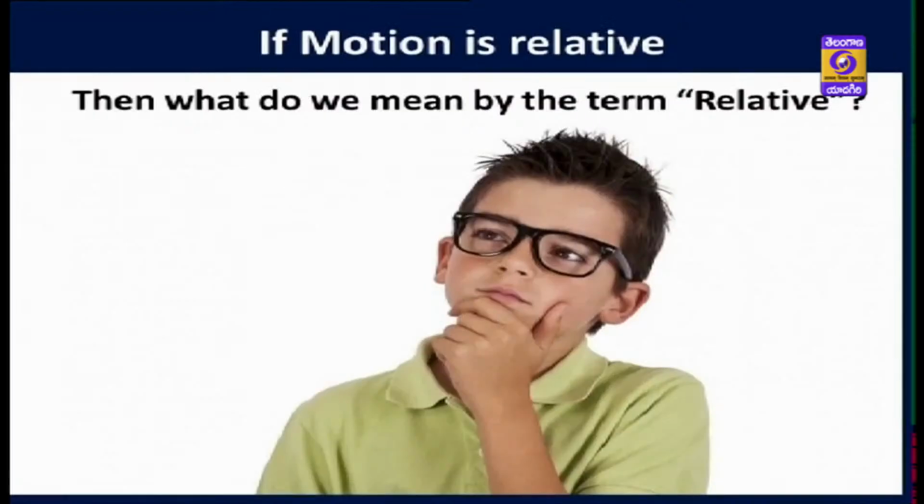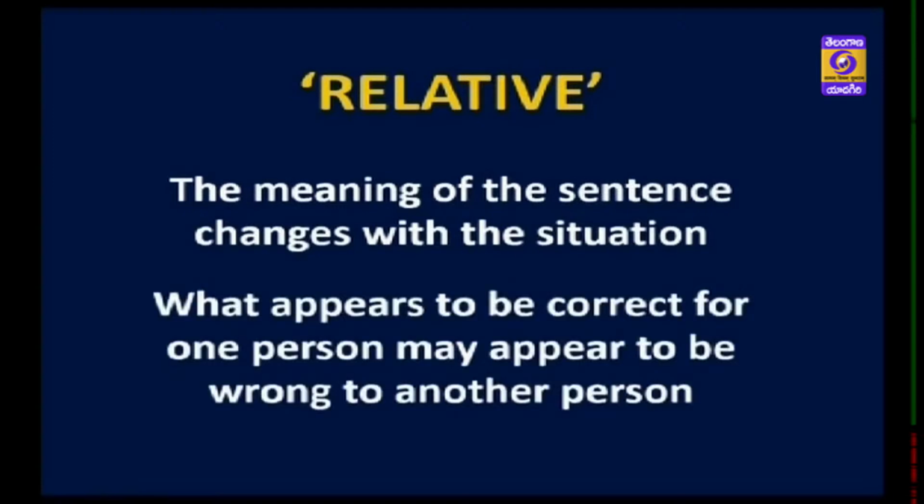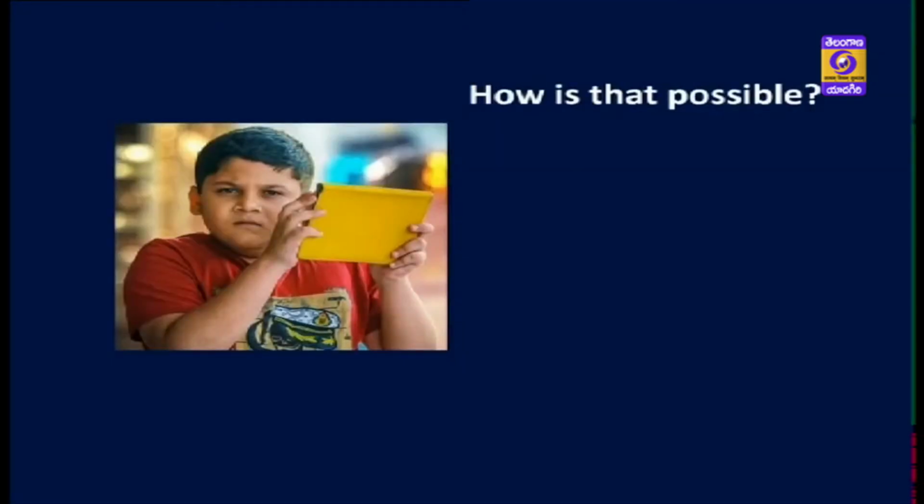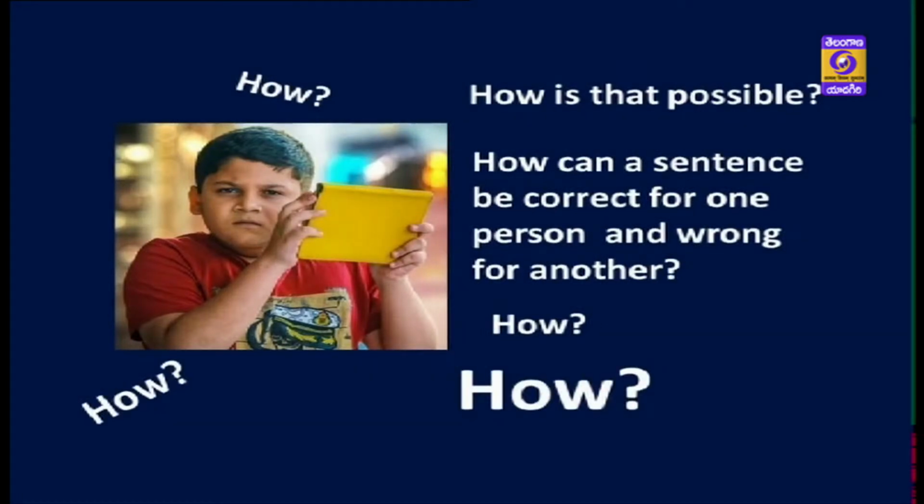Now you may say, if motion is relative, then what do you mean by the term relative? Relative means the meaning of the sentence changes with the situation. What appears to be correct for one person may appear to be wrong to another person. Now you may ask, how can a sentence be correct for one person and wrong for another? How is this possible?